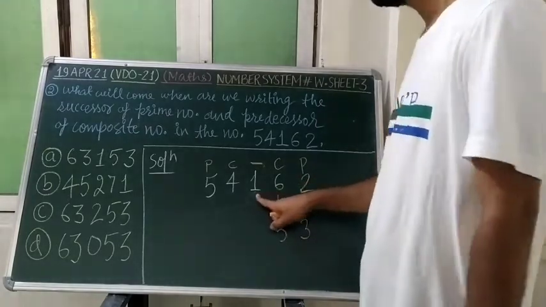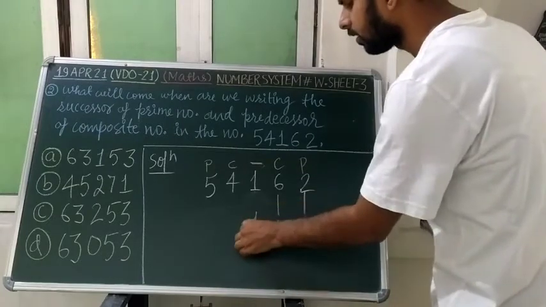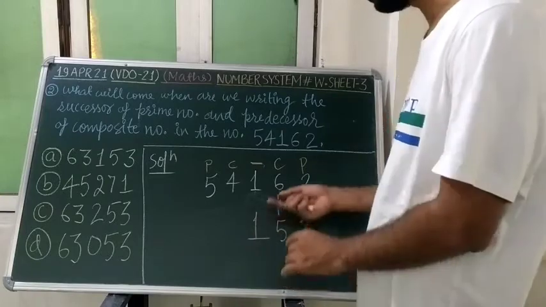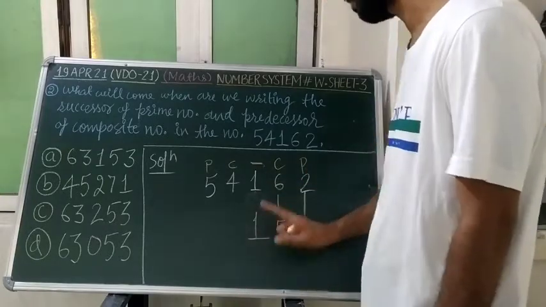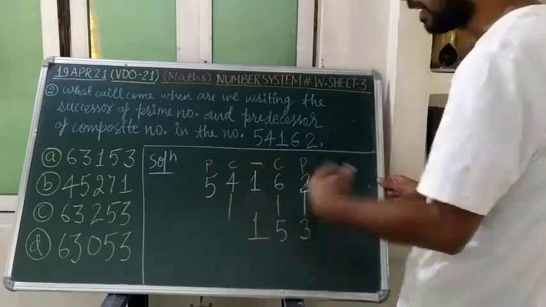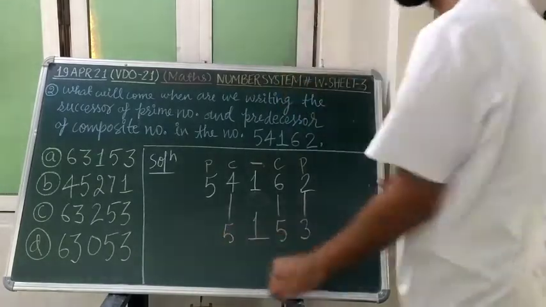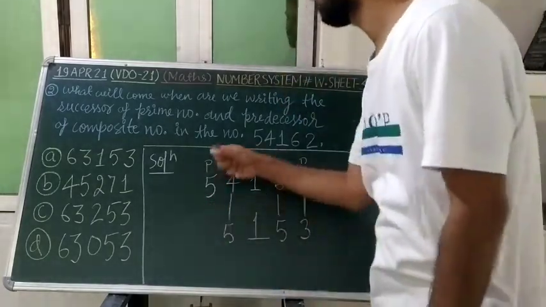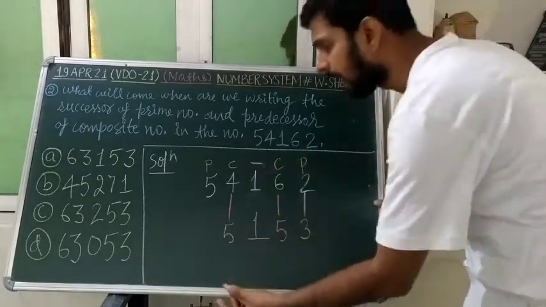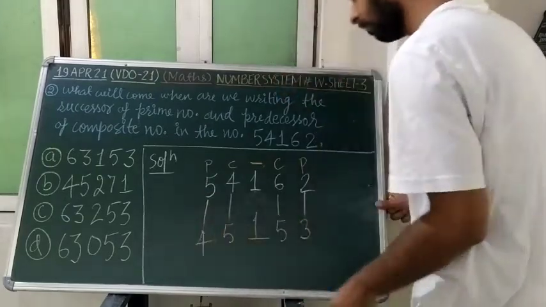1 is neither composite nor prime, so we will not select it. We can write 1 in the same way here. Do not leave it out or put 0 here. Keep in mind, 4 is a composite number, and for composite numbers we write the successor. Successor means plus 1, so 4 plus 1 is 5. 5 is a prime number, and for prime numbers we write the predecessor. Predecessor means subtract 1, so 5 minus 1 gives us 4.